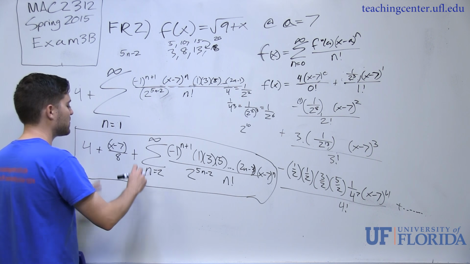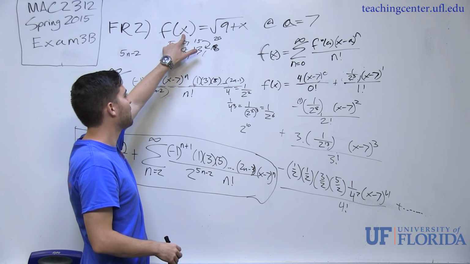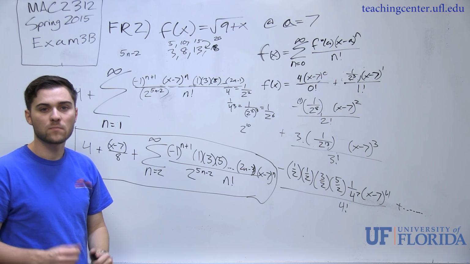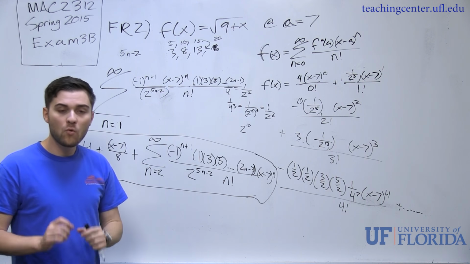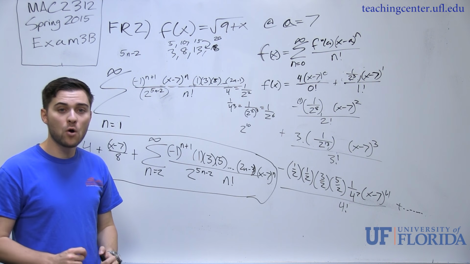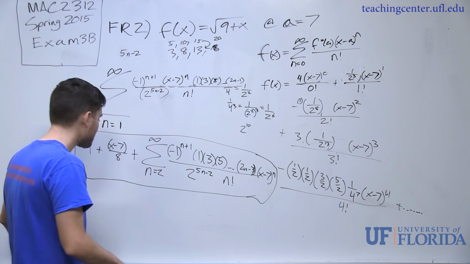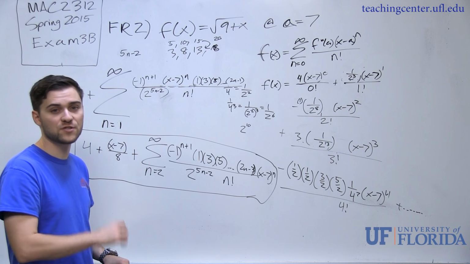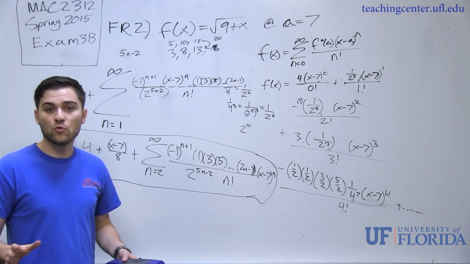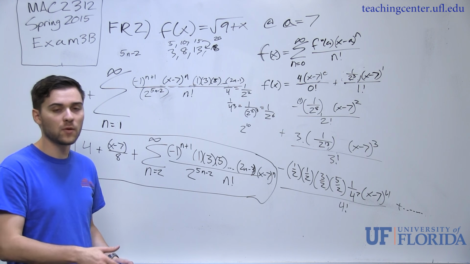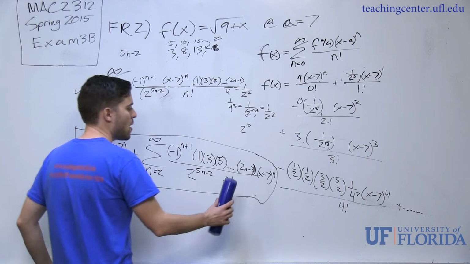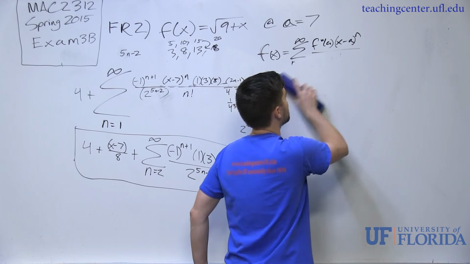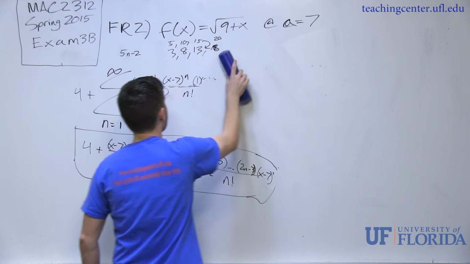But for now, we have found the Taylor series representation for f of x equals square root of 9 plus x at a equals 7. Good. Now, there's one more part to this question, and that is a bonus 2-point question at the bottom. Now, the only way you can answer that question is if you know the Taylor series representation. So, if you weren't able to figure out number 2, you probably wouldn't have even attempted the bonus question. But let's go ahead and see if we can answer that question. So I'm just going to make myself some room here so we can write that down.